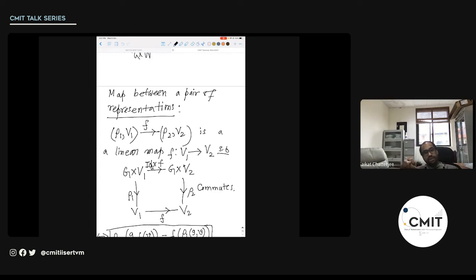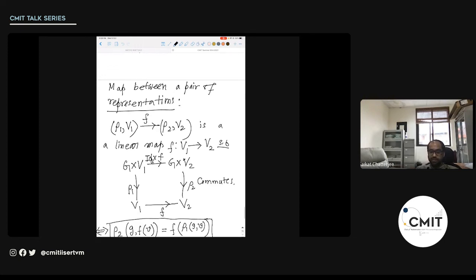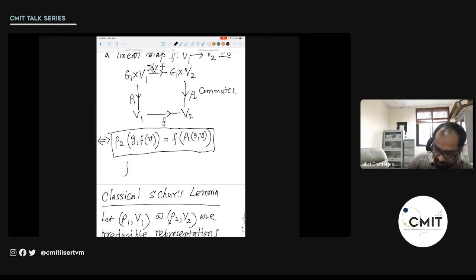So objects will be the representations. I'm keeping the group fixed. Your objects will be these representations on various vector spaces, and the arrows will be the maps between such representations. So you can also talk about the category of representations, and that is often denoted like this. Again, this is just to indicate that I have kept the group fixed, and now I am talking about all the arrows between these representations.